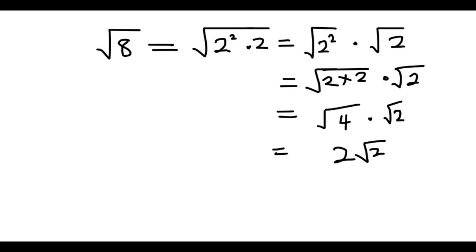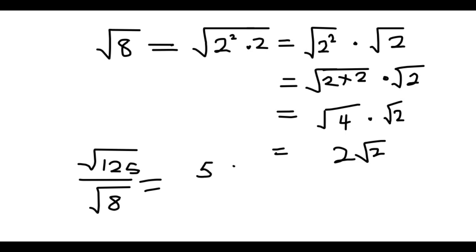So putting this expression back, equating it to our previous expression, we now have the square root of 125 over the square root of 8 will be equal to 5 square root of 5 over 2 square root of 2.